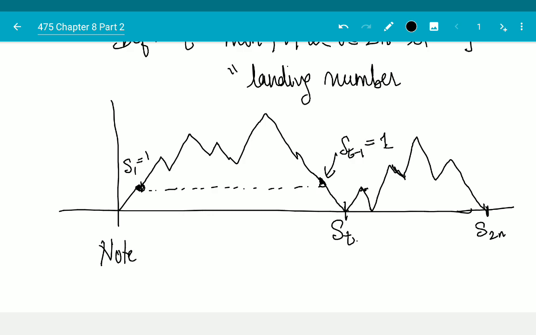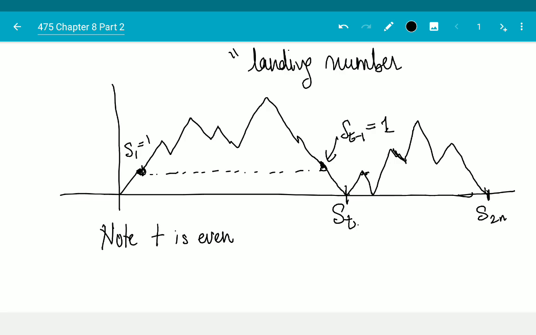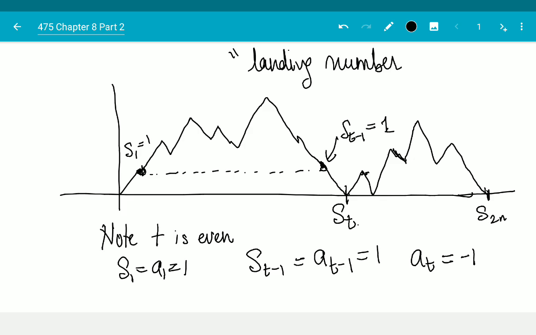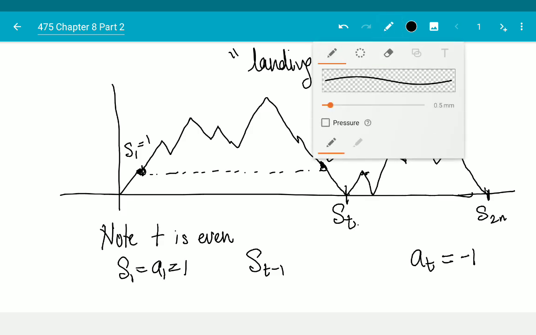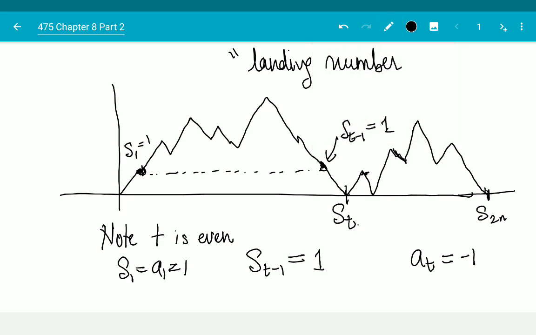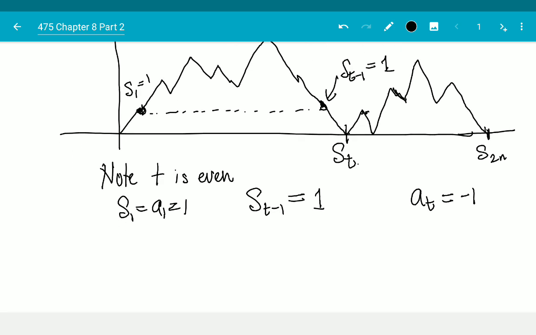Note, t is even, right? S1 is equal to a1 is equal to 1. St minus 1 is equal to 1. And a of t is equal to negative 1. Oh, sorry, that's wrong. St minus 1 is equal to 1. At is equal to negative 1. I have no idea about a t minus 1. Okay.